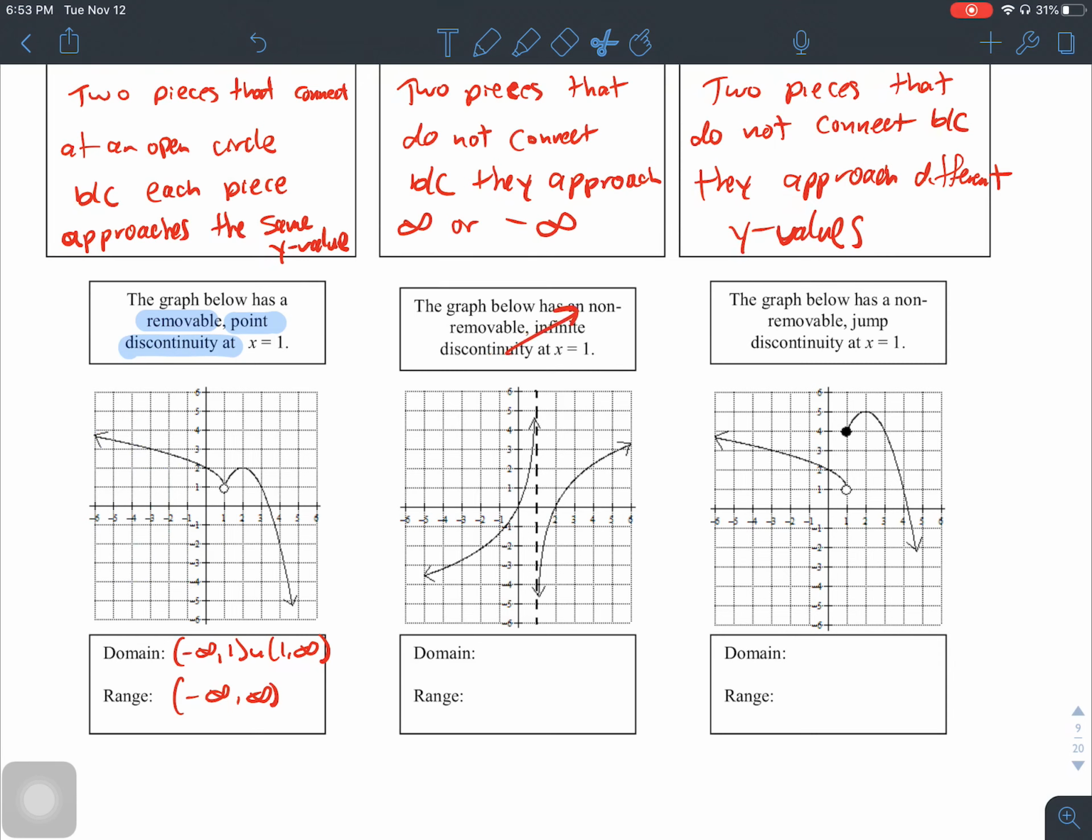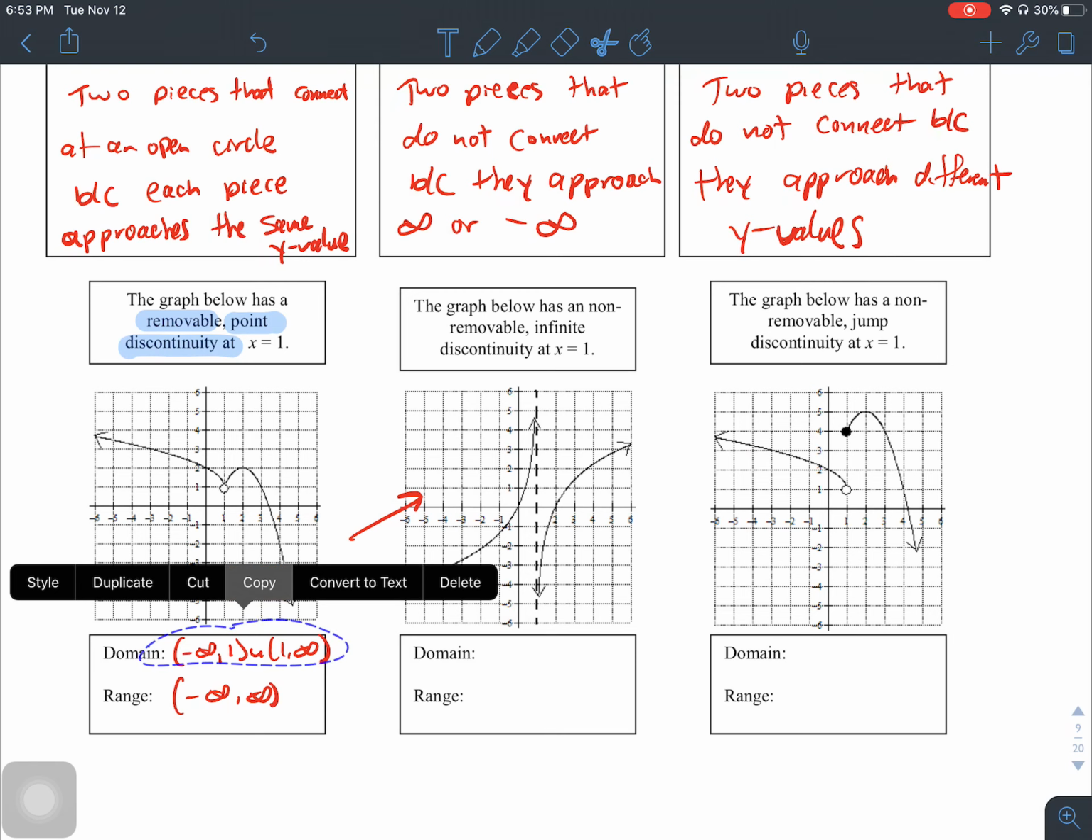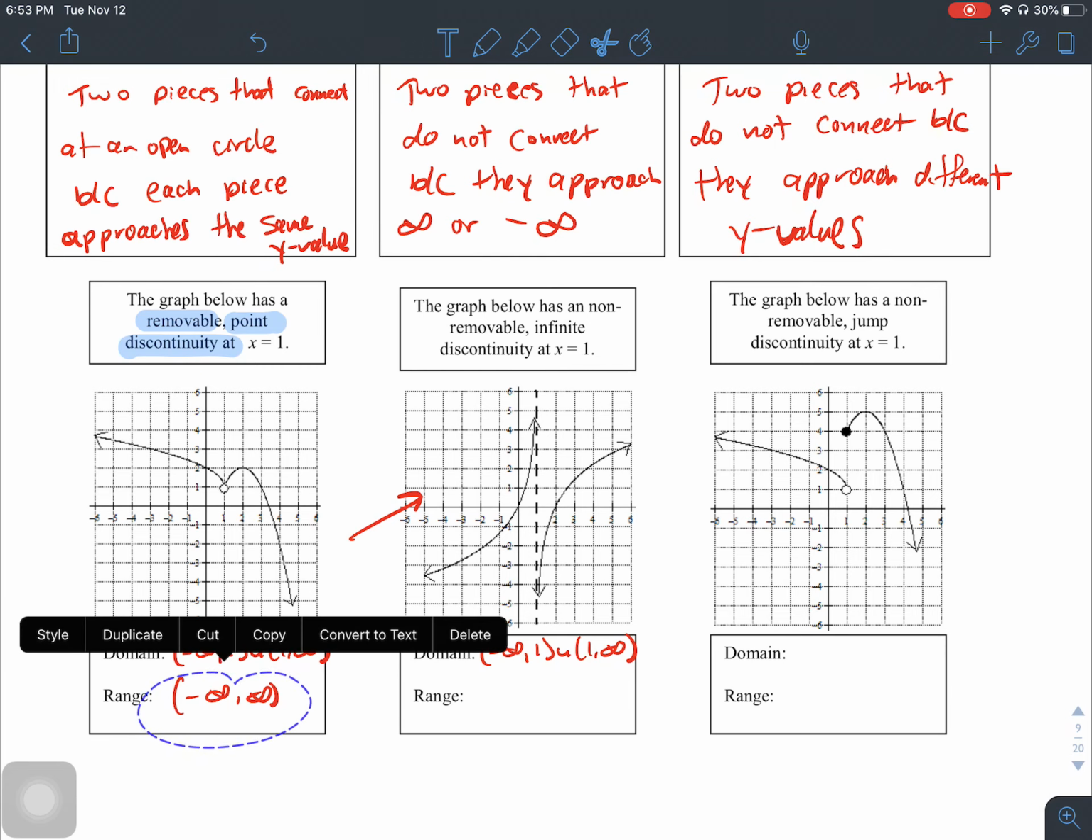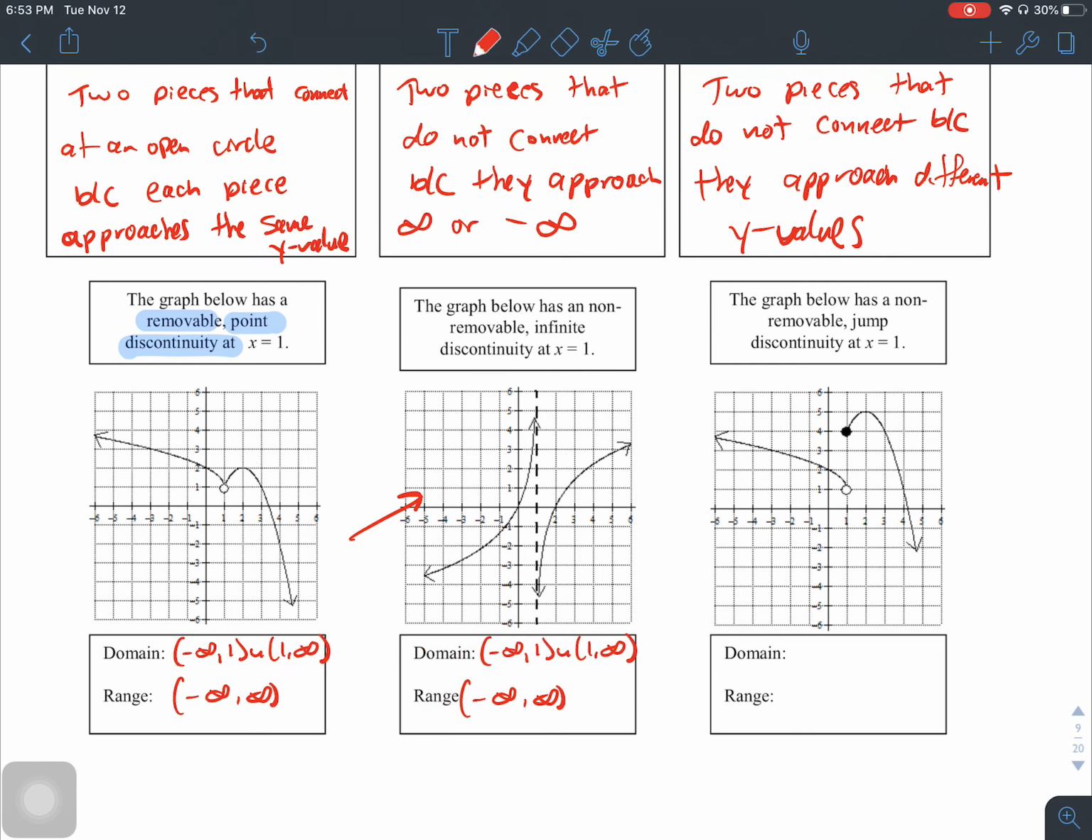The next one, the graph below has a non-removable infinite discontinuity at x equals 1. The limit as x approaches 1 from the left is positive infinity. The limit as x approaches 1 from the right is negative infinity. That's what a vertical asymptote is. This is infinite discontinuity. The domain for this is same as it was here: x goes from negative infinity to 1 and from 1 to infinity. The range for this is also the same as it was here, because every y value is accounted for from negative infinity to infinity.